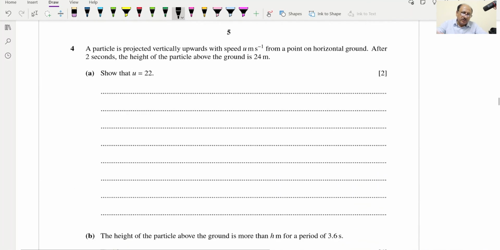Now we can move to question number 4. Question number 4 says: a particle is projected vertically upwards with speed u meters per second from a point on a horizontal ground. After 2 seconds, the height of the particle above the ground is 24 meters. Show that u is equal to 22. This is a 2 marks question.